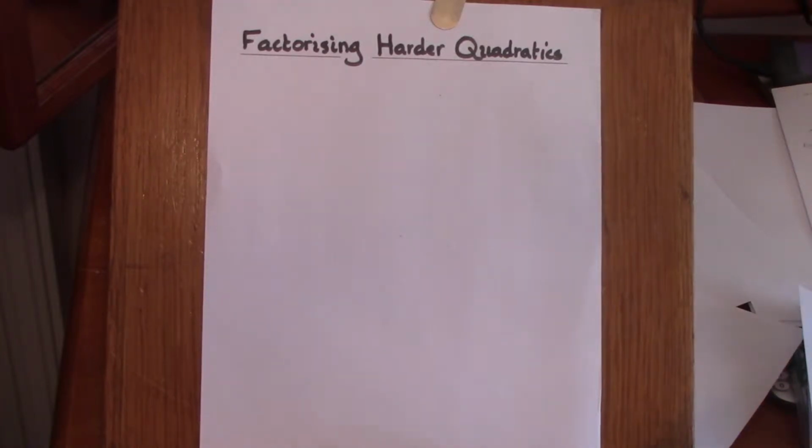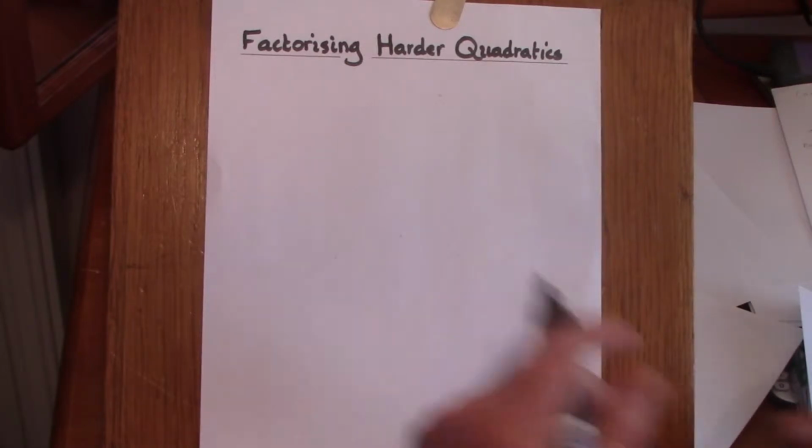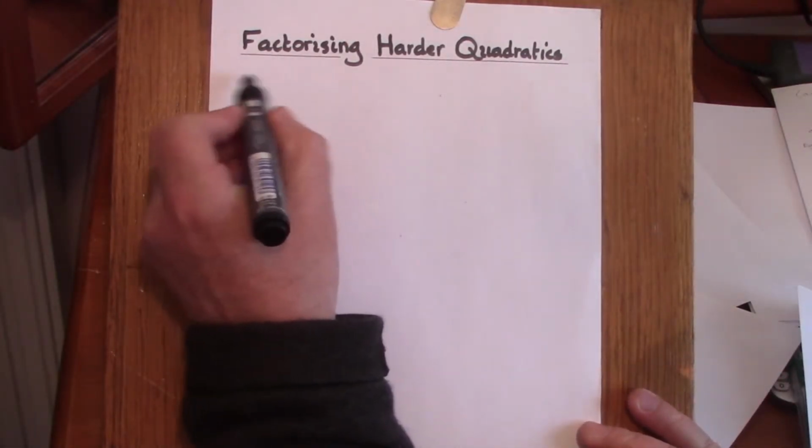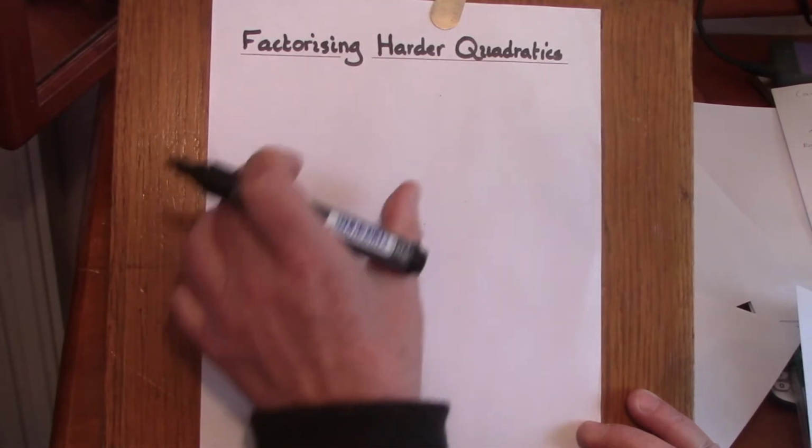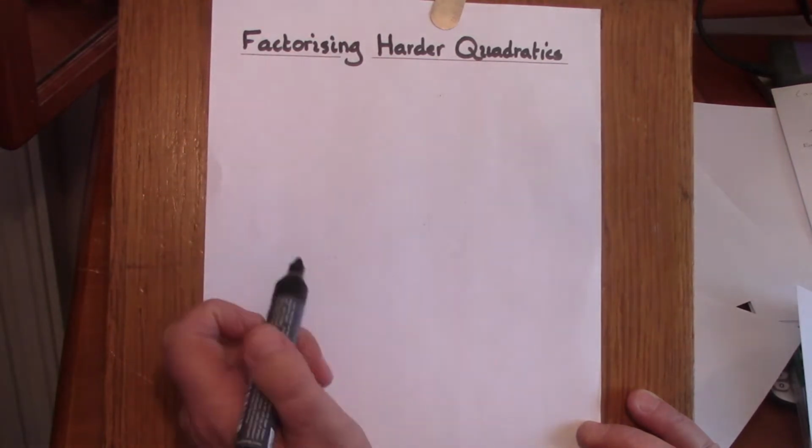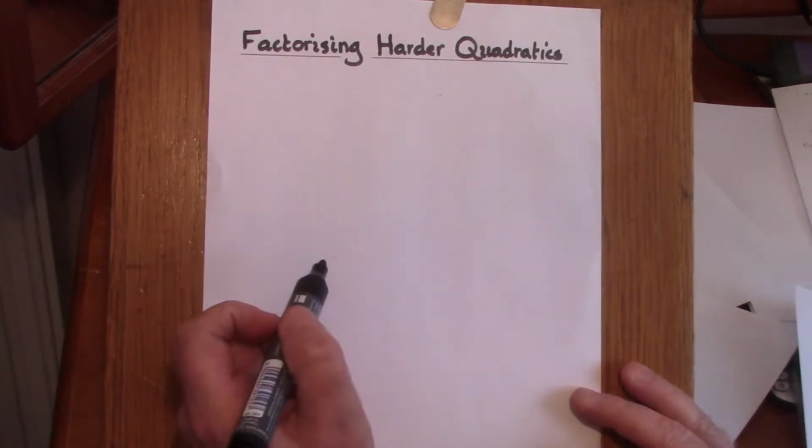In this video we're going to look at factorising harder quadratics, that is where the coefficient of x squared is greater than 1. But before we go on to the method, I'd like to look at an actual example of multiplying brackets together, because there are three particular properties which are worth noting.